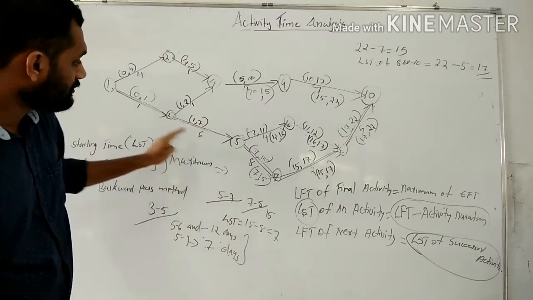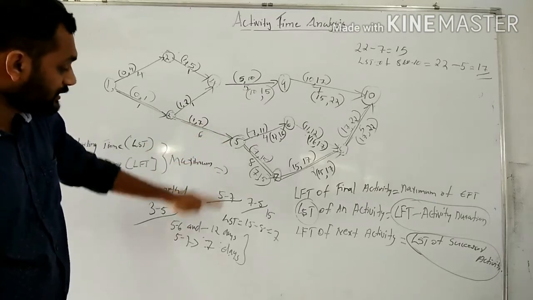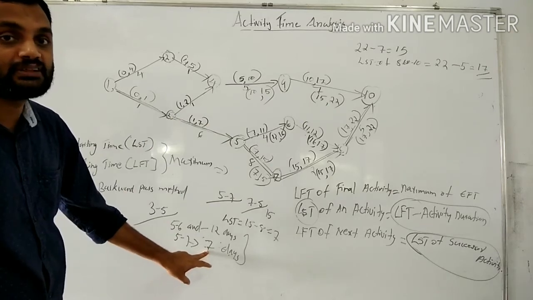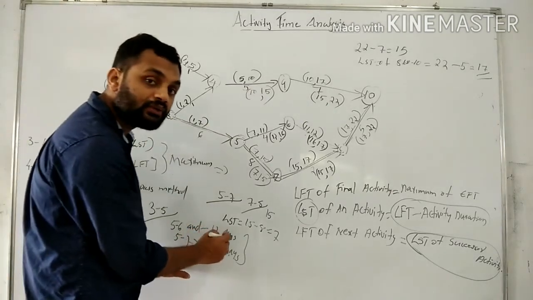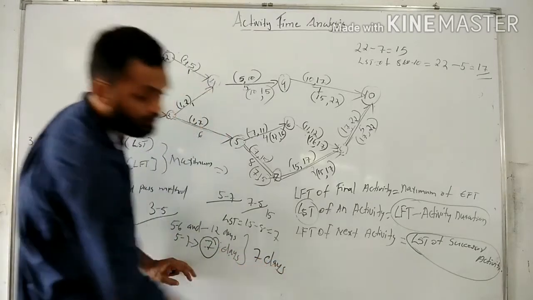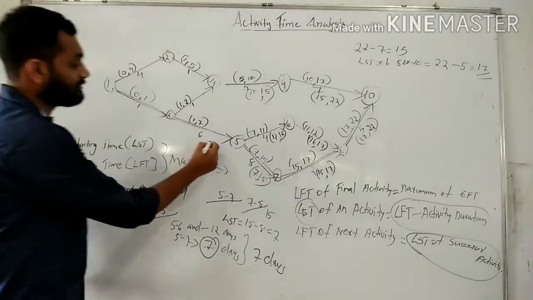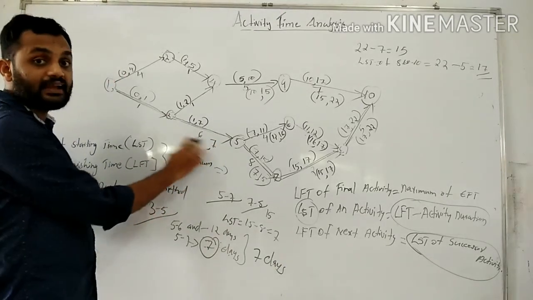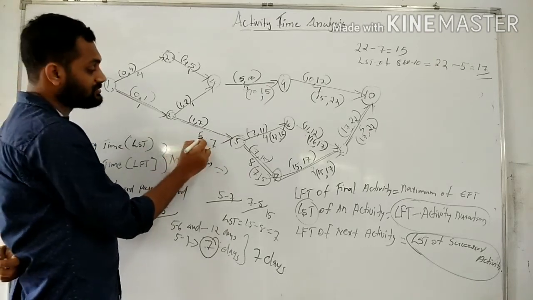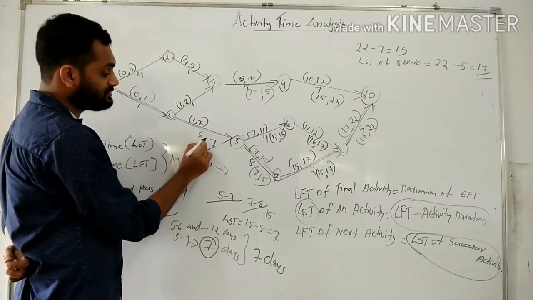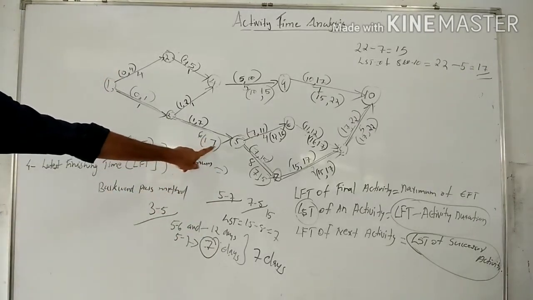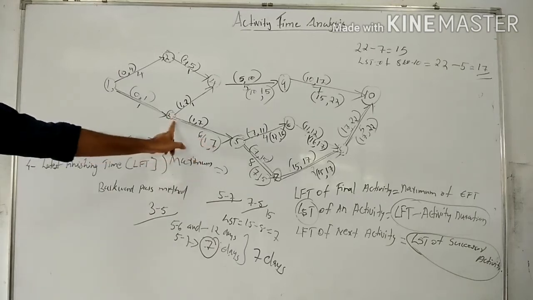So for this activity 3 to 5, the LSPs are 12 and 7, which we take in the backward pass method. We know we take the minimum time, that is 7 days. Minimum time 7 days is the LSP of 3 to 5. Then 7 minus 6, that is 1. So LSP is 1 and 7.